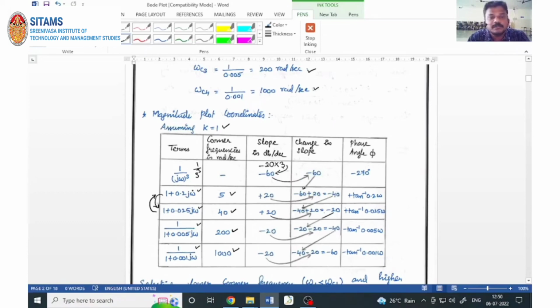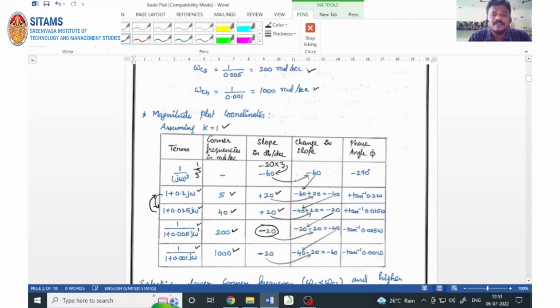Similarly, in this term, s is present in the numerator and the degree of s is 1, so directly I have taken plus 20. This term also has s in the numerator with power 1, so plus 20. The fourth term has s in the denominator and the degree of s is 1, so minus 20. Here s is present in the denominator, so that is why I have taken minus. Similarly for the last term, minus 20. This is how the third column is built, and then the fourth column, the change in slope.